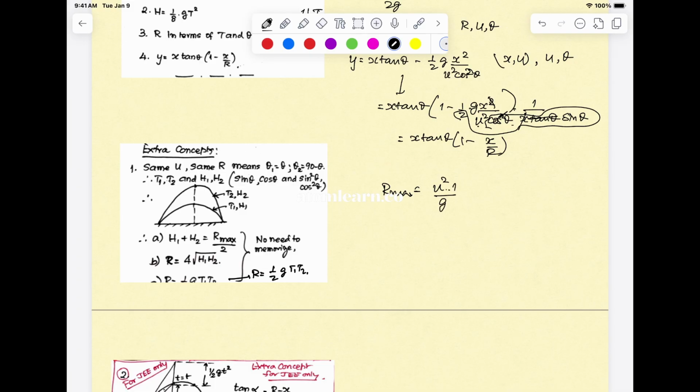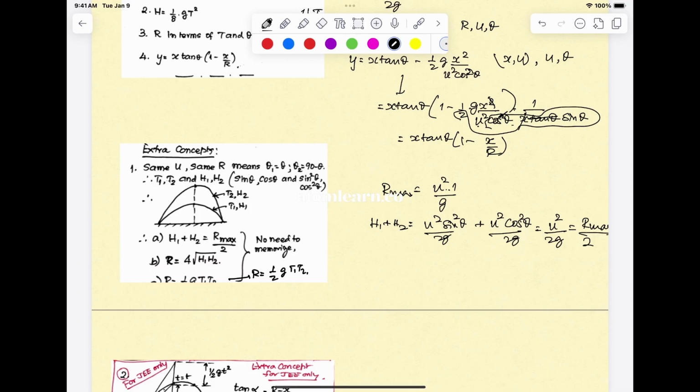Then what we are saying is, in this case, h1 plus h2 is nothing but u squared sin squared theta divided by 2g for the first one, and then the second one, h2, will be equal to u squared cos squared theta by 2g. Therefore, using sin squared theta plus cos squared theta equal to 1, this becomes u squared by 2g, which is nothing but r max divided by 2. Okay, therefore that is a relation. Now some questions may be asked based on this relation. That is part A of this extra concept.